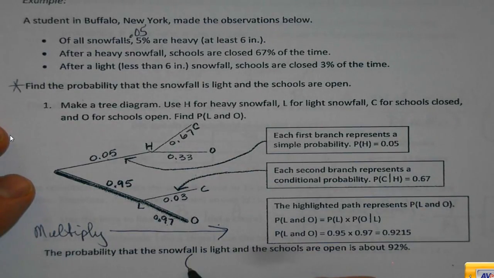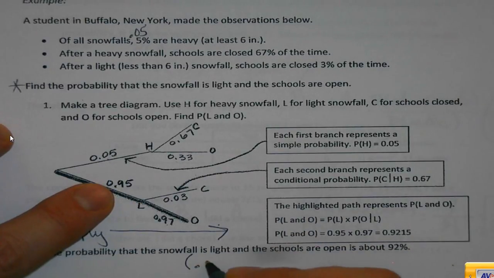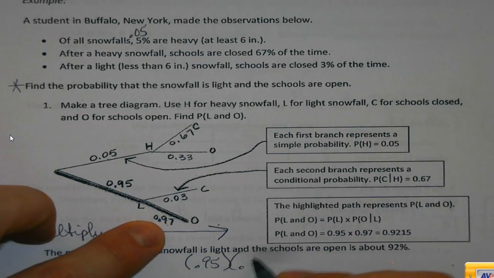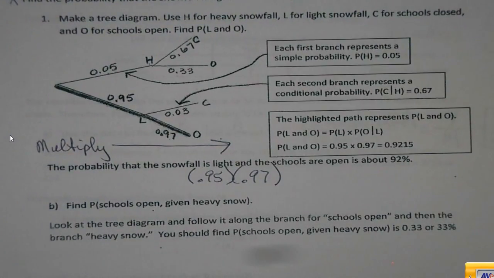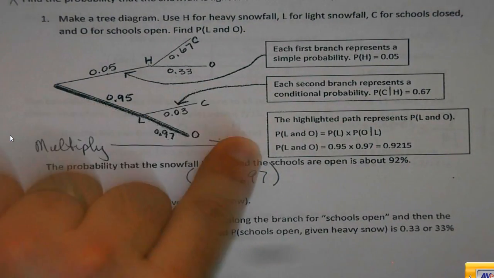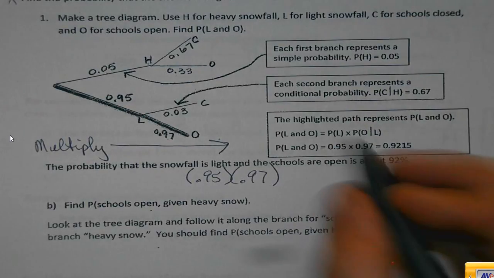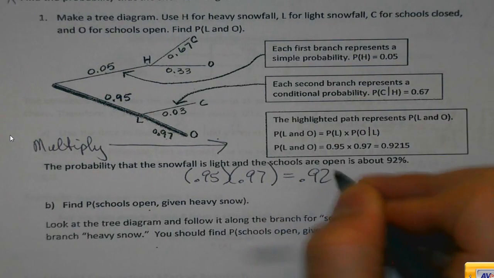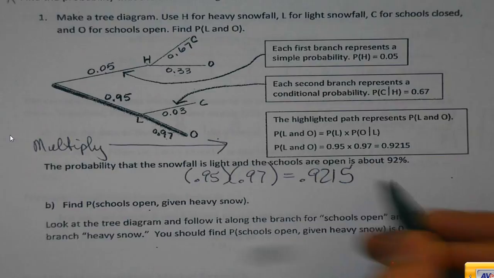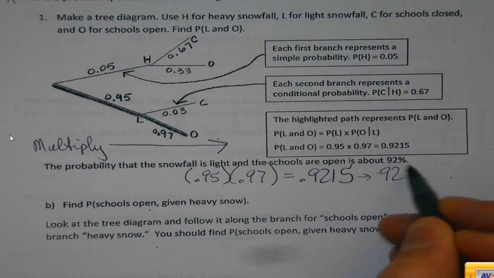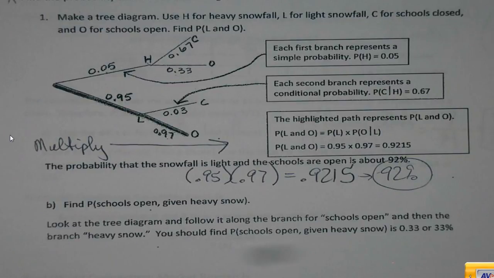So, to calculate this, I'd take my light number, and I would take my open number, and I'd multiply those together. Each branch that you continue to go out to, you keep multiplying the branches together. And when you do that, and if I turn that back into a percent, it's about 92. So we just multiply the branches together, and that should get us into pretty good shape.